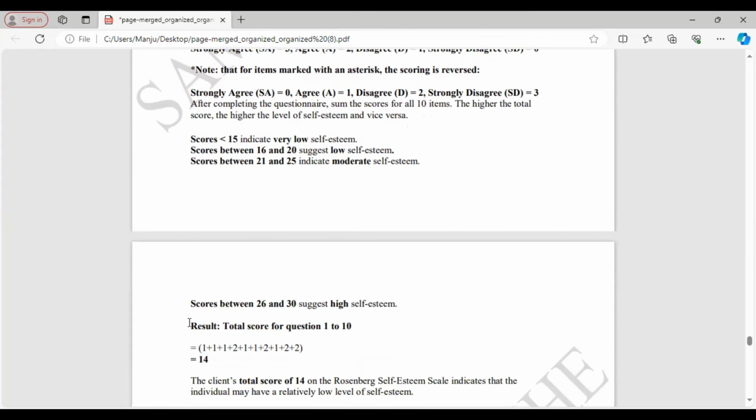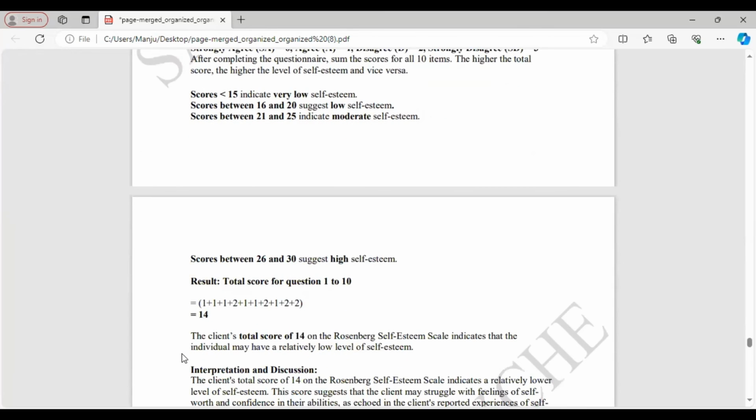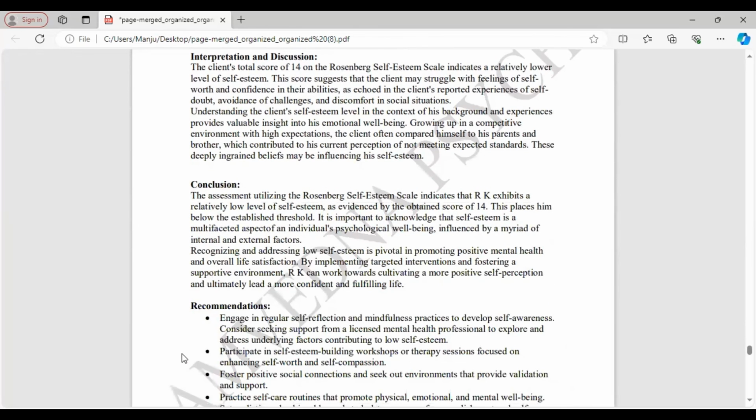Result: the total of the 10 scores for this patient was 14, and 14 is considered as a low self-esteem. The total score of 14 on the Rosenberg self-esteem scale indicates that the individual may have a relatively low level of self-esteem. Then we interpret and discuss this result. The client's total score of 14 on Rosenberg self-esteem scale indicates a relatively lower level of self-esteem. This score suggests that the client may struggle with feelings of self-worth and confidence in their abilities, as echoed in the client's reported experiences of self-worth and self-doubt, avoidance of challenges, discomfort in social situations.